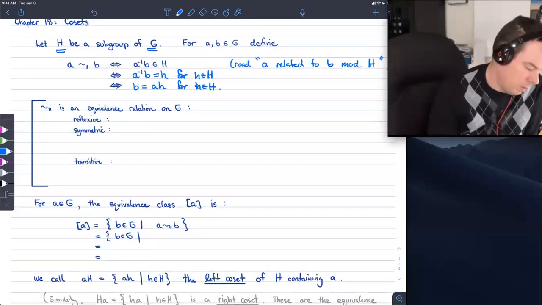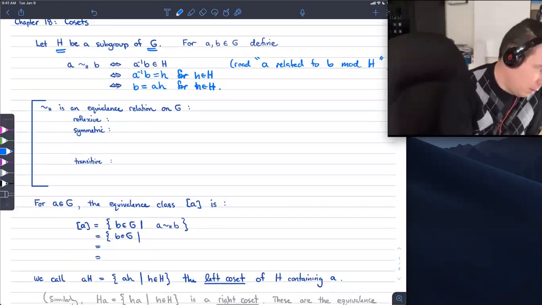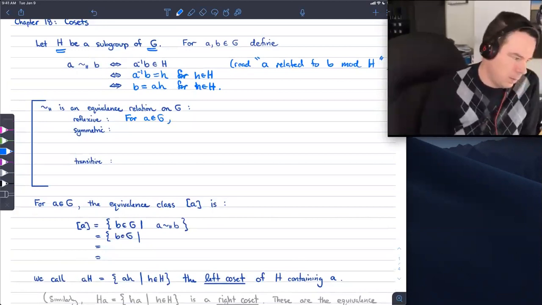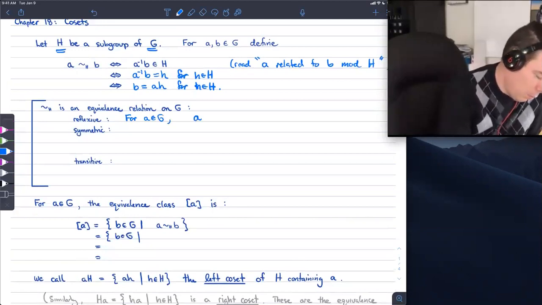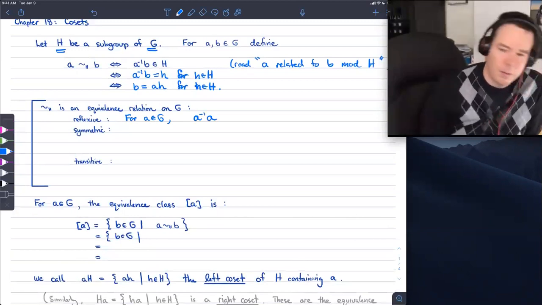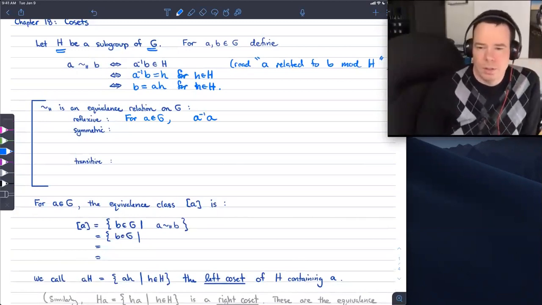Is this an equivalence relation? Well, let's figure it out. Is it reflexive? To answer the question of is it reflexive, we have to consider, for A in G, what is this equal to? Because I need to check, A is related to itself precisely when the difference of A and A is in H.